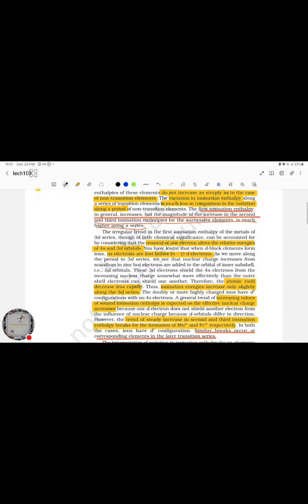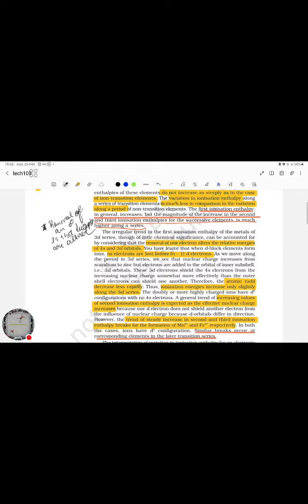there is an irregular trend in the increase of first ionization enthalpy. The reason for this is first attributed to the removal of one electron. Once we remove one electron, obviously the relative energies of the 3d and 4s orbitals will be altered. Energies are altered, yes. So basically, as the atomic number increases, the electrons are actually added to the 3d series, and whenever I'm removing an electron, I'm removing it from the 4s orbital.